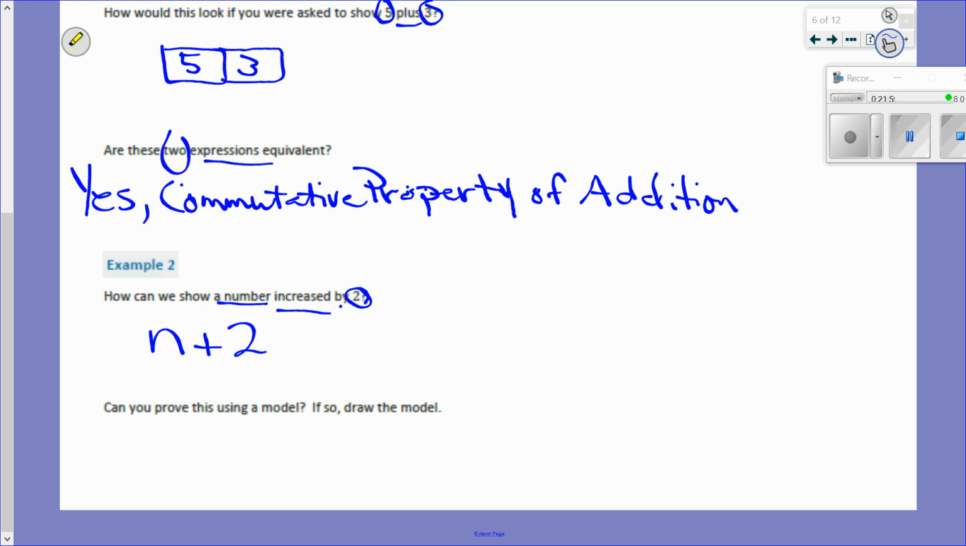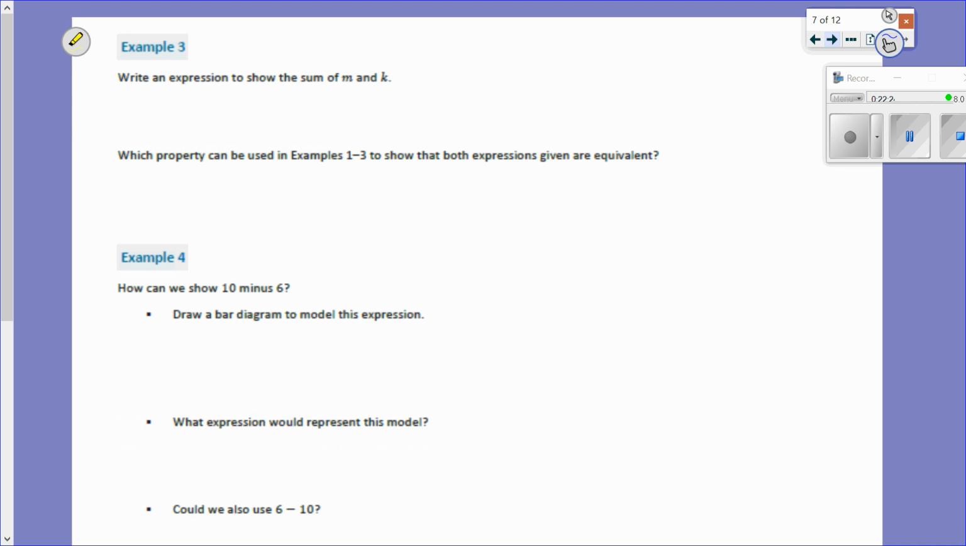Now, can we do this with a model? Could I do a model on this? What would it look like, Wyatt? N in my first box? And the second box is just attached to it. What's a 2? Pretty easy, right? Okay, ready to turn the page? Now, let's do another one.